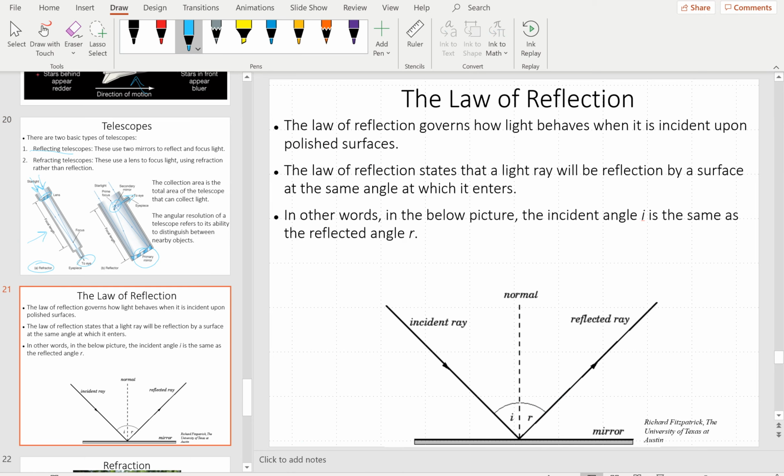Let's very quickly go over the laws of reflection and refraction. These are the two laws that we are using to design the two different kinds of telescopes. The law of reflection says that when light hits a reflecting surface, like a mirror, it will bounce off the surface at an angle that is equal to the angle it came in with.